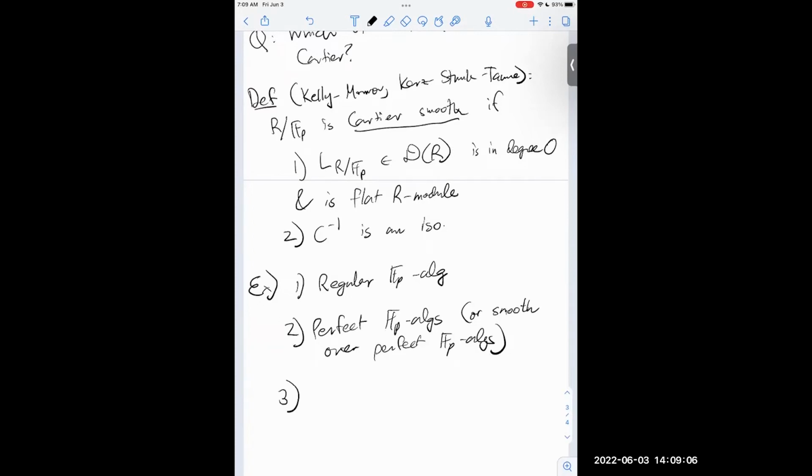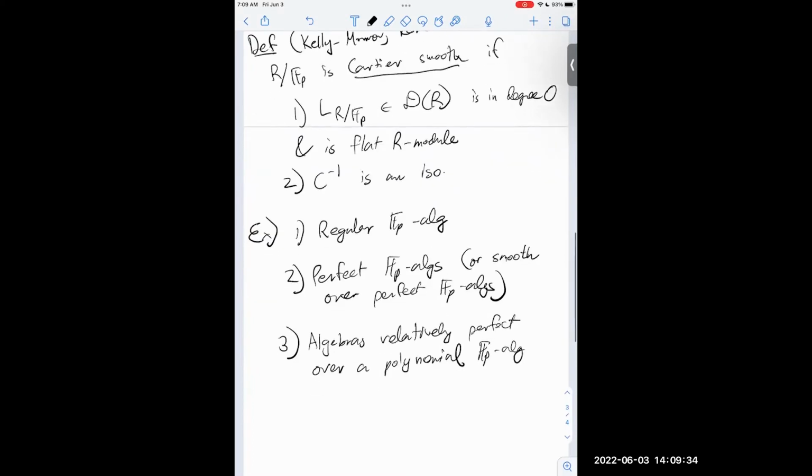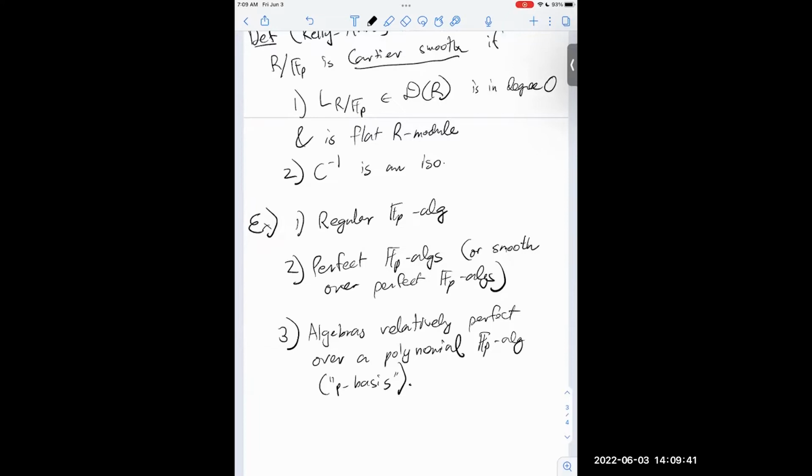There's also a condition that I think has appeared in the literature, for example, in crystalline and Dieudonné theory, which is this condition of having a p-basis. So let's say algebras which are relatively perfect over a polynomial FP algebra, meaning that the relative Frobenius is an isomorphism. And this is called a p-basis. So these are also Cartier smooth.